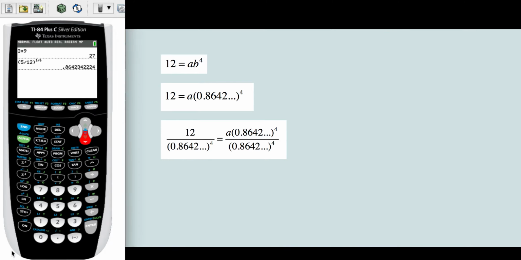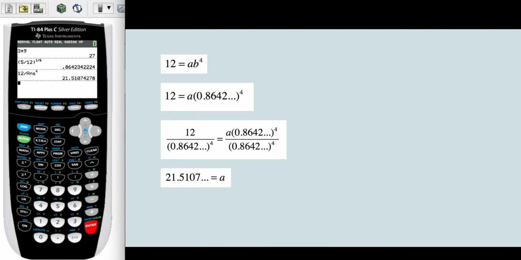Over here on the graphing calculator, we can do 12 for the numerator divided by our previous answer. That'll use the quantity that we found for b, but that needs to be raised to the 4th. And then hit enter, and this is what our a value ends up being. So a is about 21.5107. Now that you know the a value and the b value, we can construct our equation for our exponential function, and we can do the rounding right now. We would get y equals 21.51 times 0.86 raised to the x.